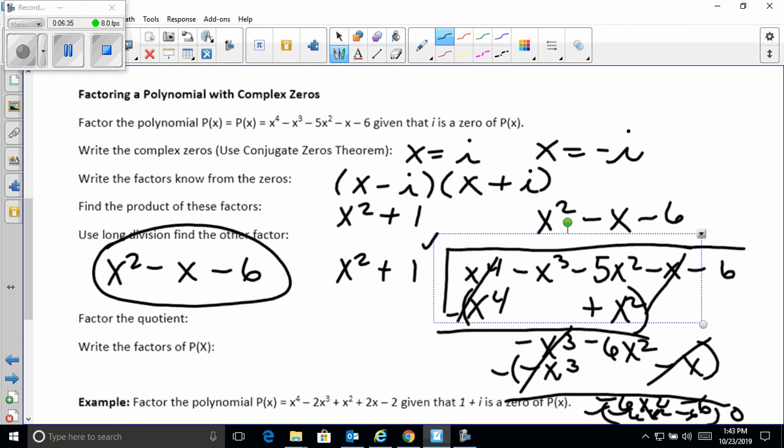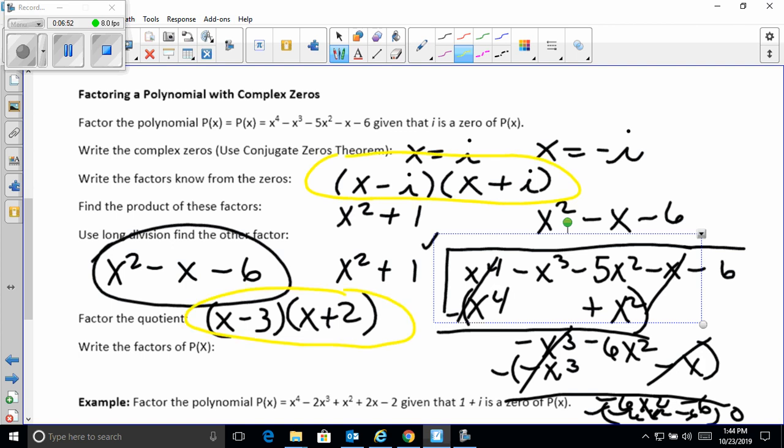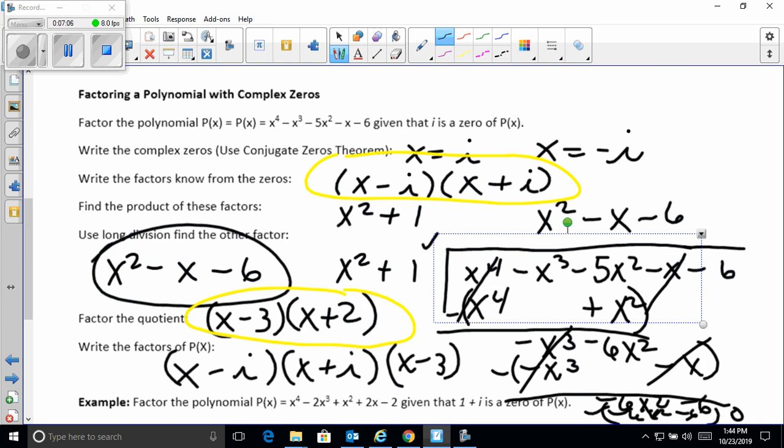I can easily factor this with the rules that I learned in Algebra 1 and Algebra 2. So this would be x minus 3 and x plus 2. And then I already had my factors earlier right here. There's those factors, and now I have these, so I have all of them. So what are my factors? x minus i, x plus i, x minus 3, and x plus 2. That's all of them.